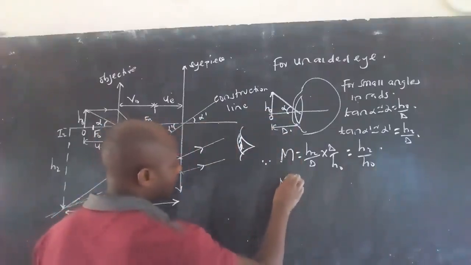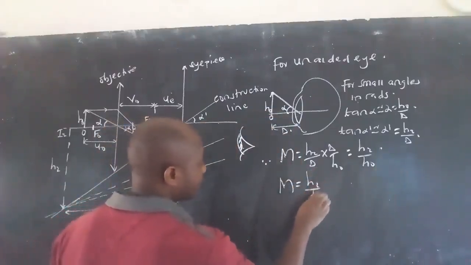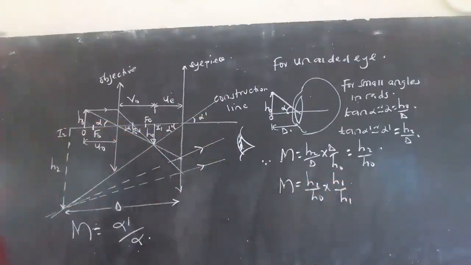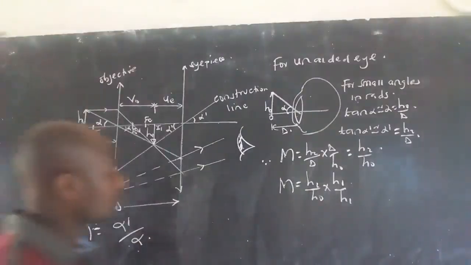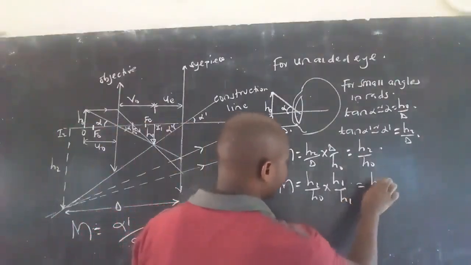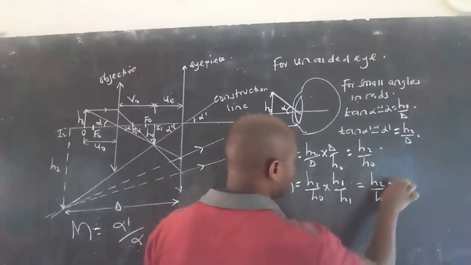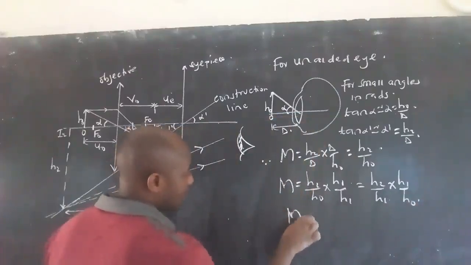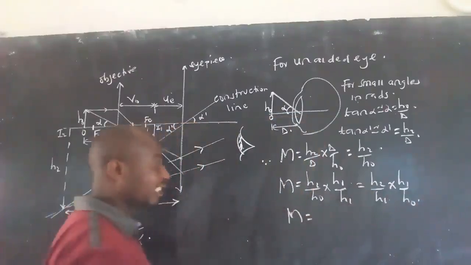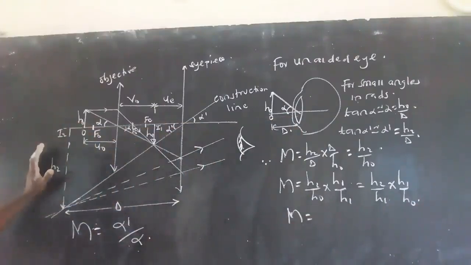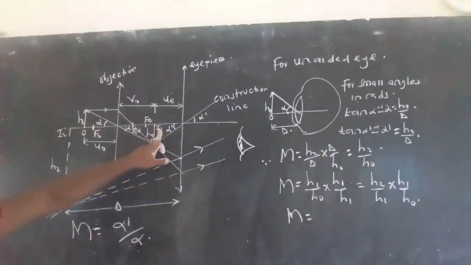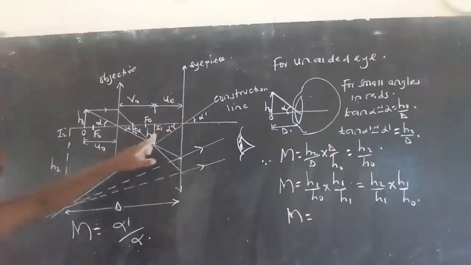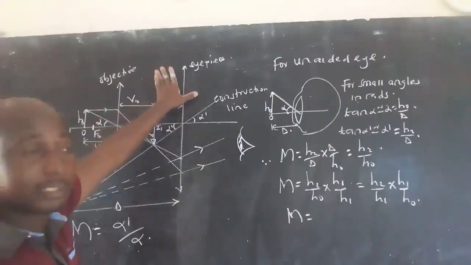So magnifying power can also be written as H2 over H0 times H1 over H1. I have not changed any meaning there. It has remained the same. So this will now become H2 over H1 times H1 over H0. Now this is linear magnification: the height of image divided by the height of object. Remember, this I1 acts as the object for the eyepiece. So height of image divided by height of object becomes the linear magnification of the eyepiece.